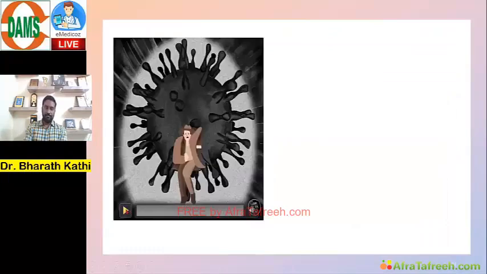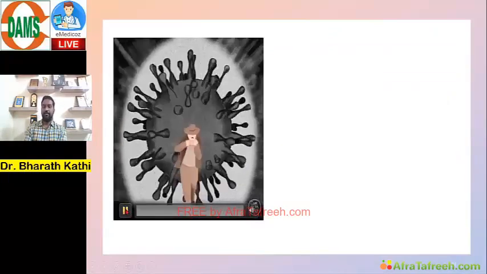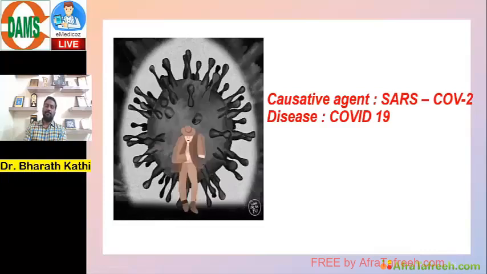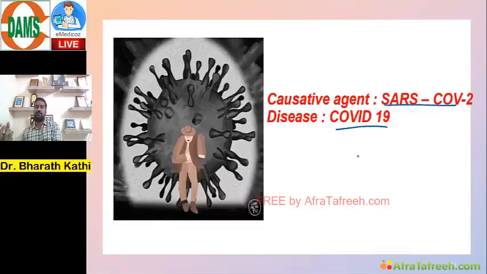Now, in this COVID pandemic, what is the causative agent? It is the SARS-CoV-2 virus. And what is the disease it is causing? It is COVID-19. So SARS-CoV-2 is the name of the virus. Just like the disease is malaria and the causative agent is Plasmodium, the disease is COVID-19 and the causative agent is SARS-CoV-2.